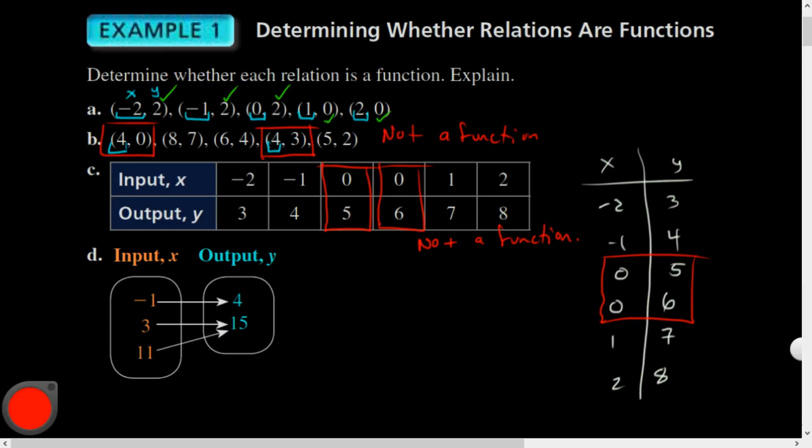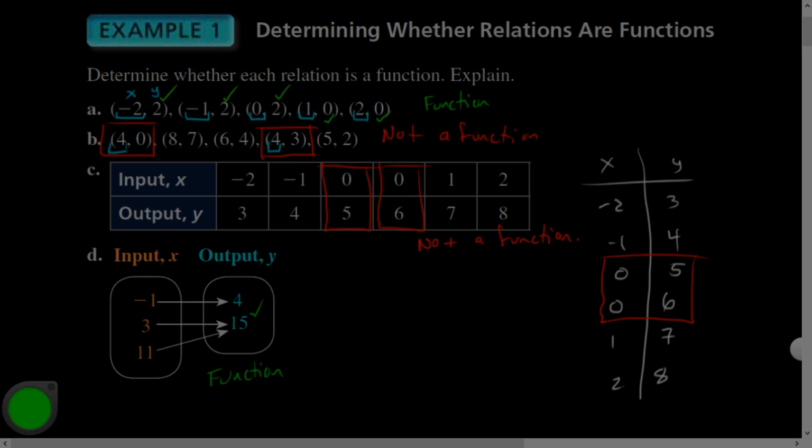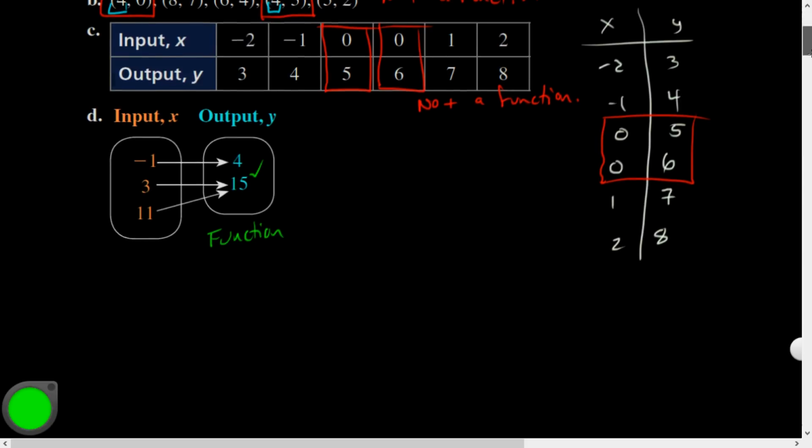Based on that, do you think it's a function or not a function? Function. Well, what about this 15? Do I have a problem with that 15? Yeah, it's an output, and we're okay if outputs repeat. But notice there's exactly one arrow leaving each input, so this is a function. Function.